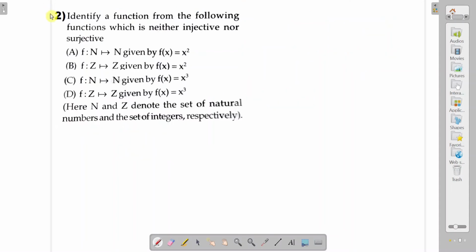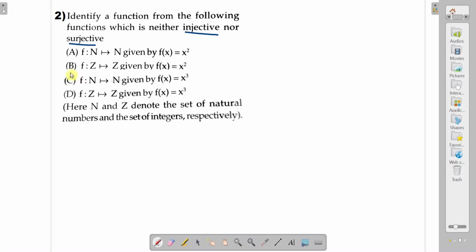Now let us look at the second one. So identify a function from the following functions which is neither injective nor surjective, okay. Now there are 4 options here. See, you cannot try all the options in the exam, right. So what you do first is look at the option which is closest to be correct, right. So what we have to do here, identify a function from the following functions which is neither injective nor surjective, that is neither 1-1 nor onto, okay.